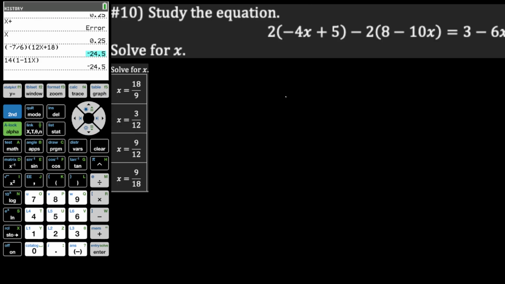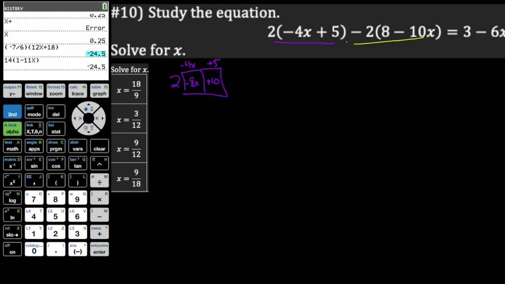Same kind of idea for number 10. Study that equation and solve it. I have a couple distributive properties to do. So I'm going to say, okay, let me do like what I did last time. Let's actually use purple. On this side, I have 2 times -4x and 2 times +5. So this is going to be -8x and +10. Again, I have videos on distributive property. Make sure that if you're really struggling on how this is set up, please do ask. I'm more than willing to help you out.